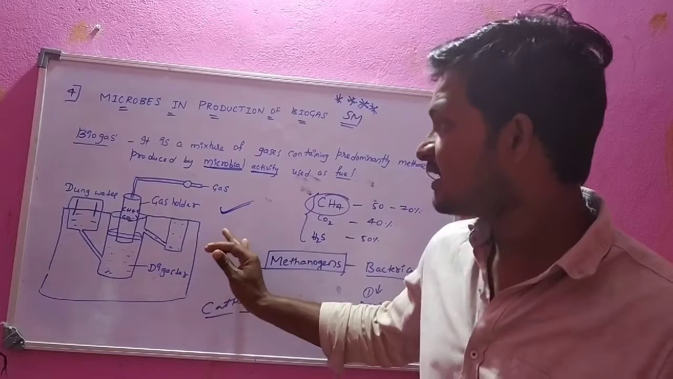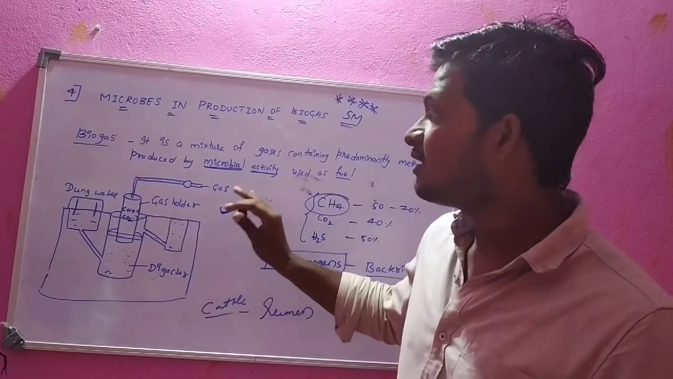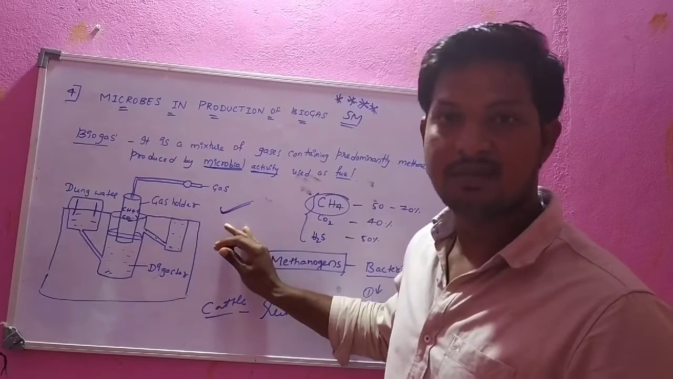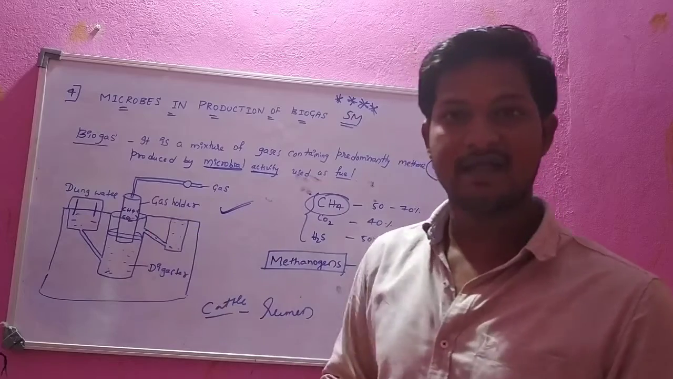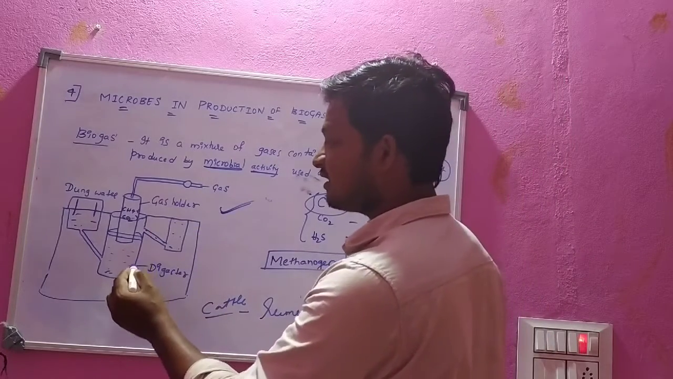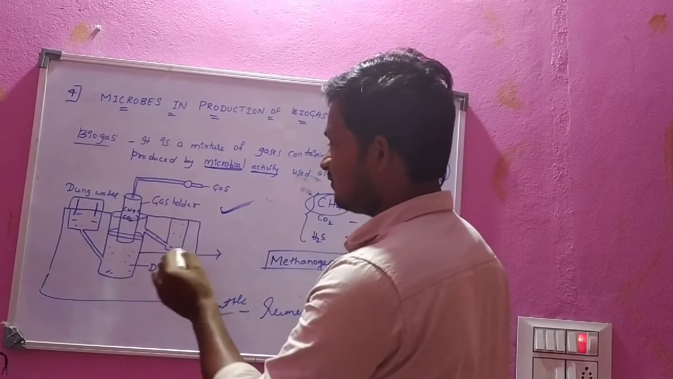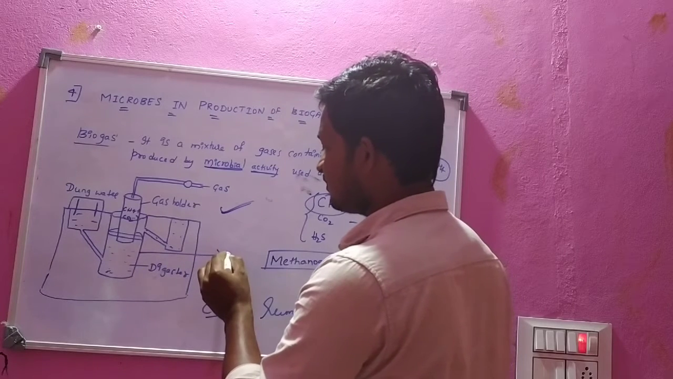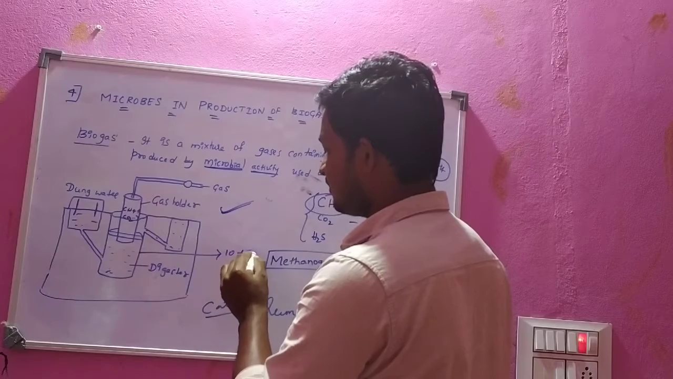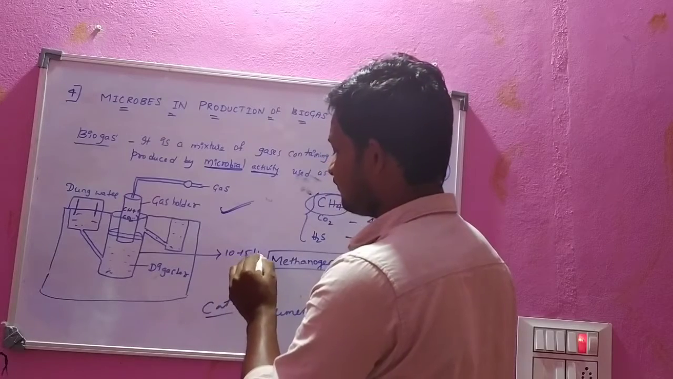This is a diagram of a typical biogas plant. It contains a tank. It's a concrete tank, whose height is around 10 to 15 feet.